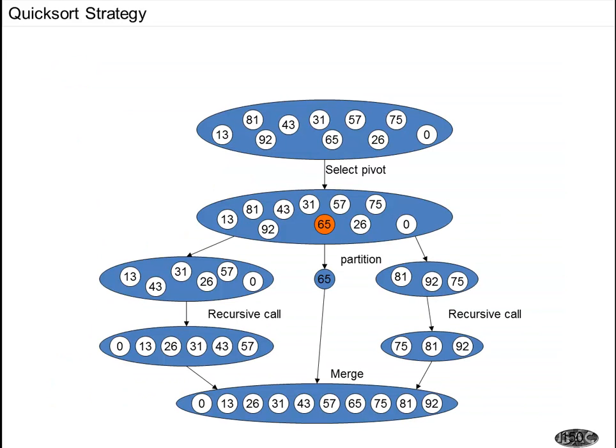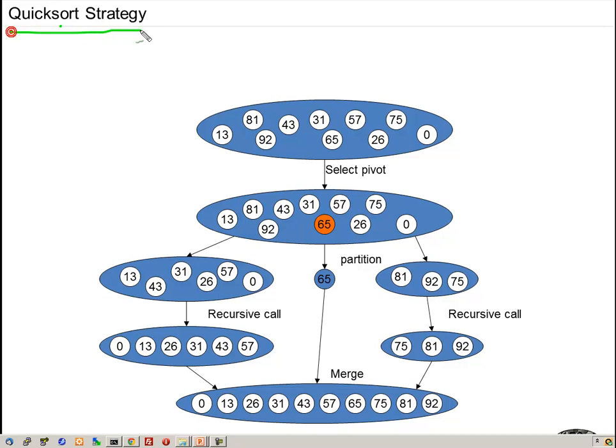Now let us understand a little bit how exactly quicksort works. What is the strategy? Let us assume that you have this pool of numbers: 75, 57, 26, 65, 31, 43, 92, 81, 13 and 0. You want to sort these numbers.